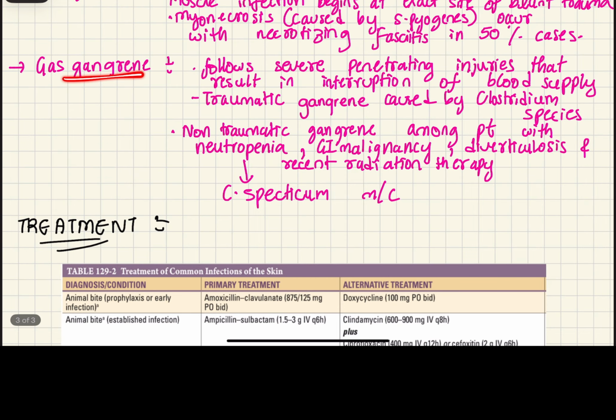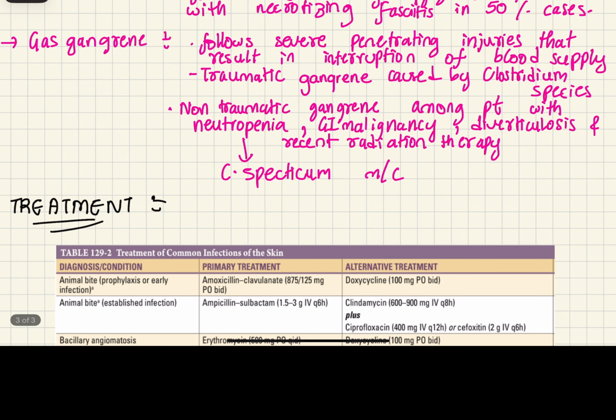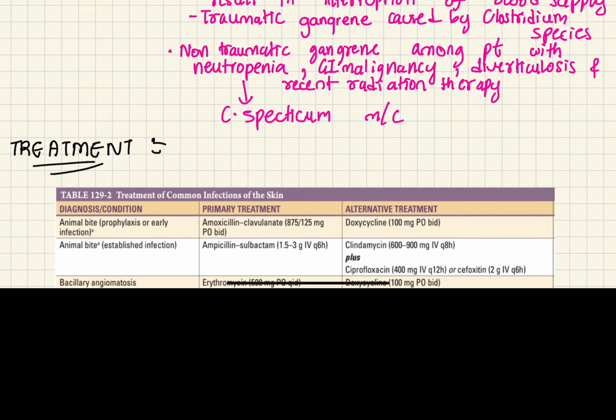The next is gas gangrene. They follow severe penetrating injuries that result in interruption of blood supply. Traumatic gangrene is caused by Clostridium species. Non-traumatic gangrene occurs among patients with neutropenia, GI malignancy, diverticulosis and recent radiation therapy. And in non-traumatic gangrene, Clostridium septicum is the most common organism. For diagnosis, you can check creatine kinase levels. They are always elevated, along with imaging for abscess and tissue culture, and viral or parasitic workup for plain myositis.